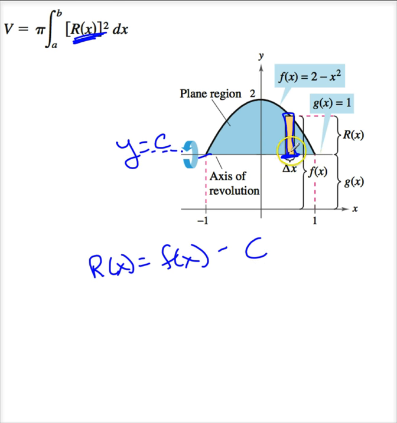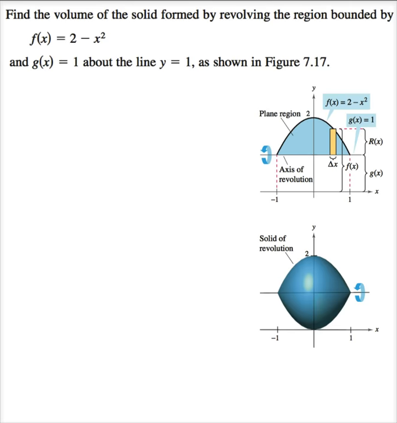Now, I'm rotating it about this line right here, so I'm going to have a solid that goes from 0, and then it's going to rotate like this. Let's look at the example.